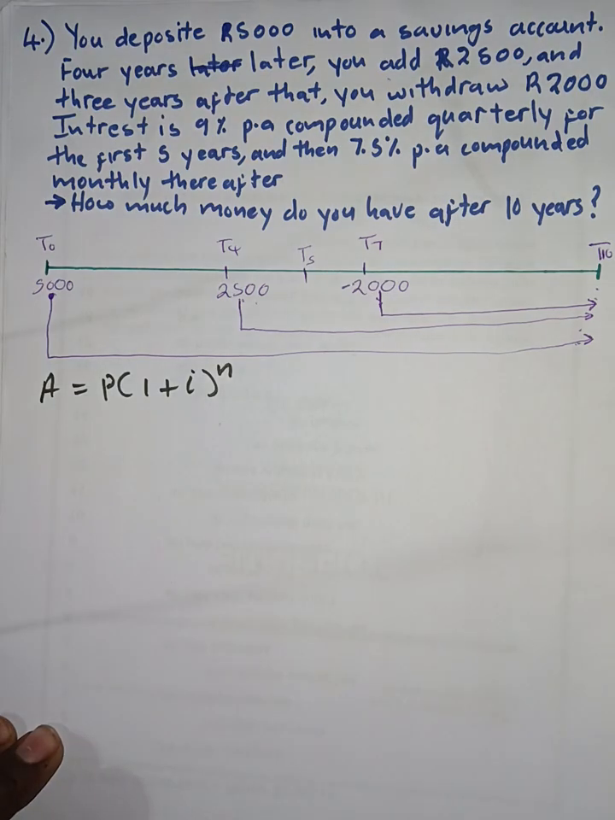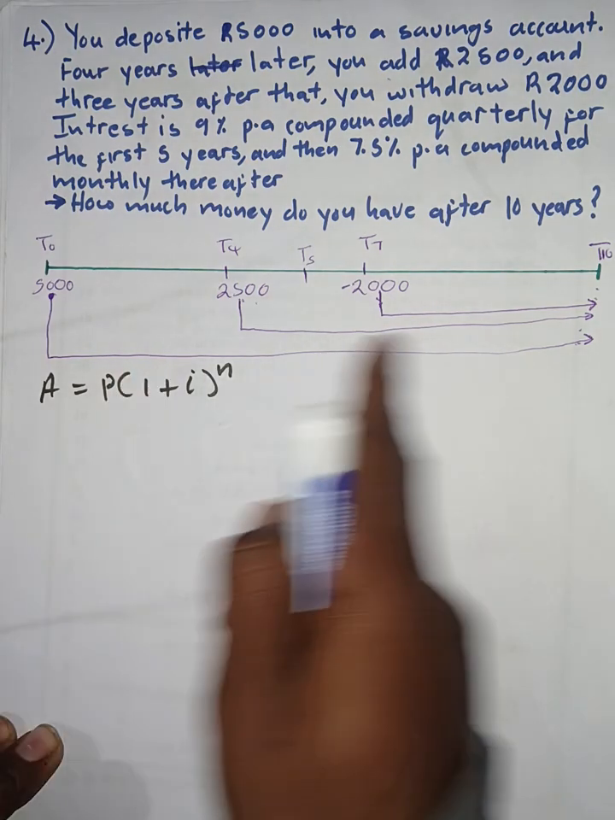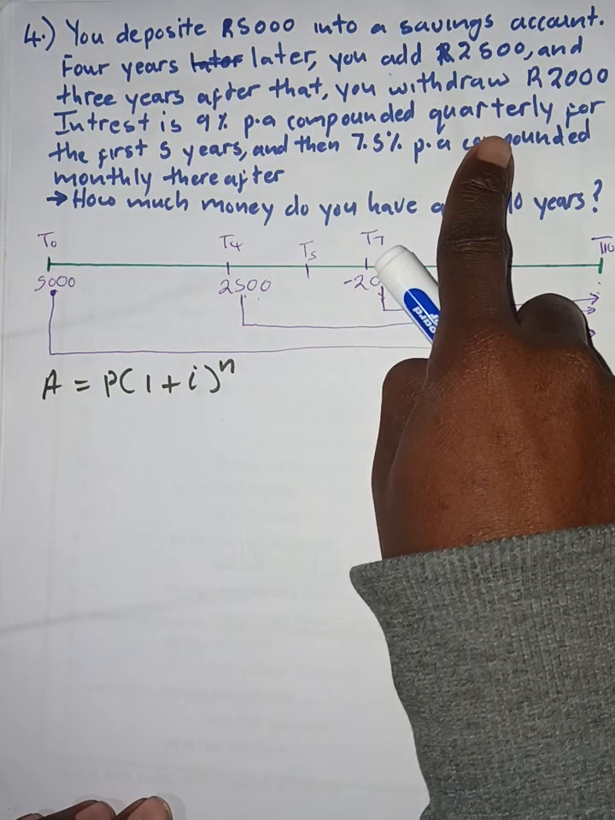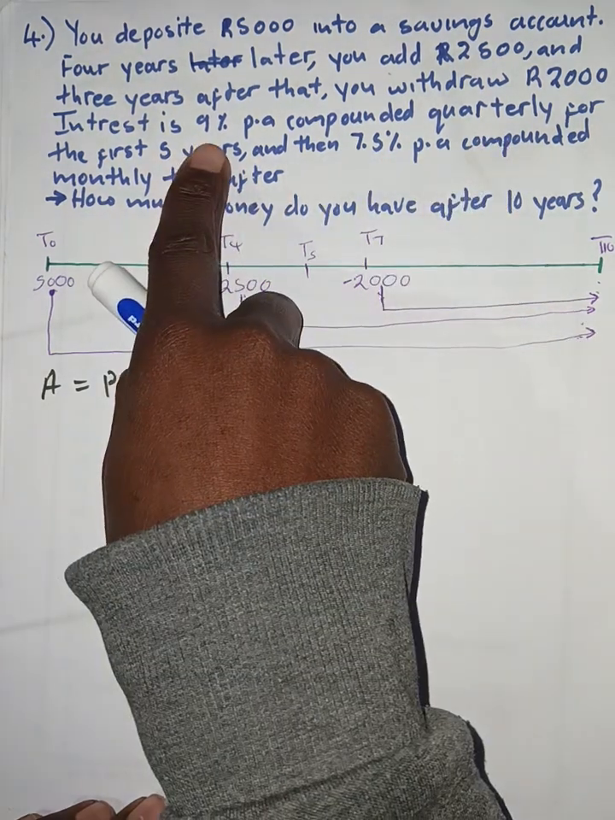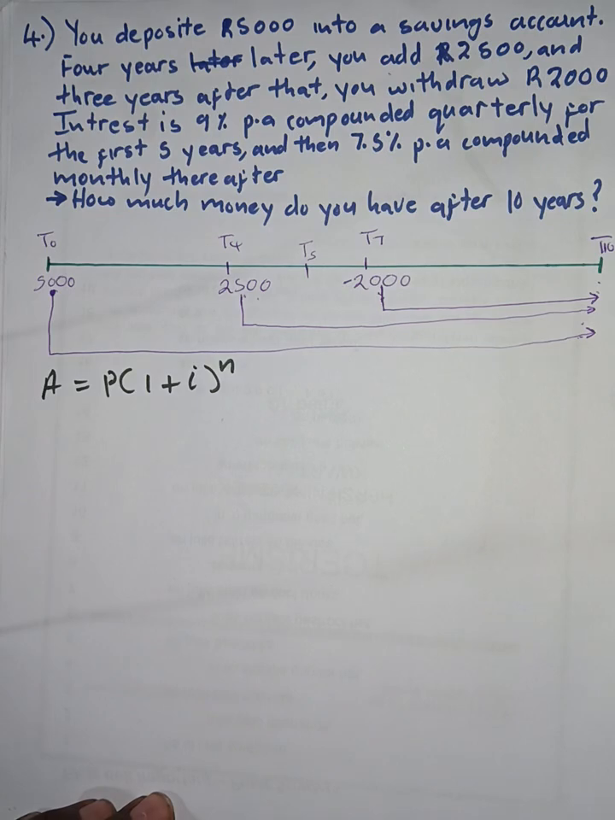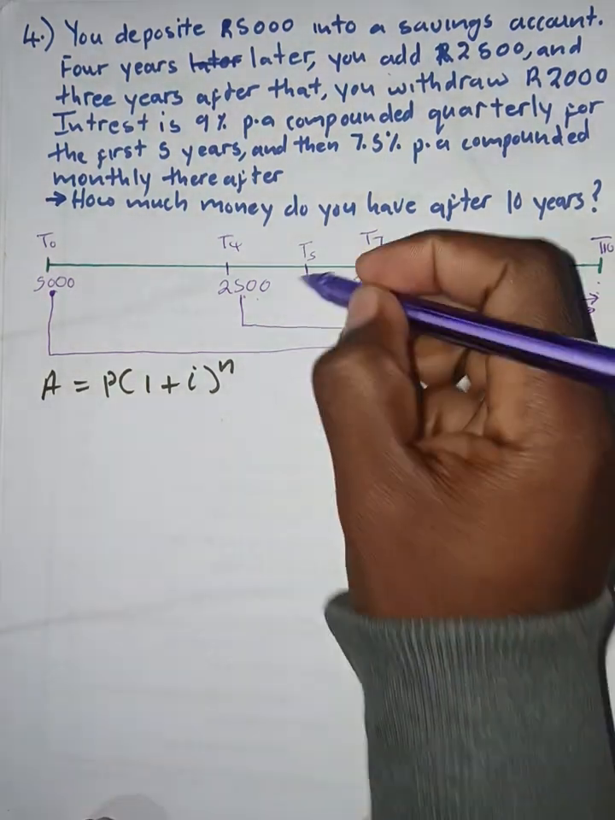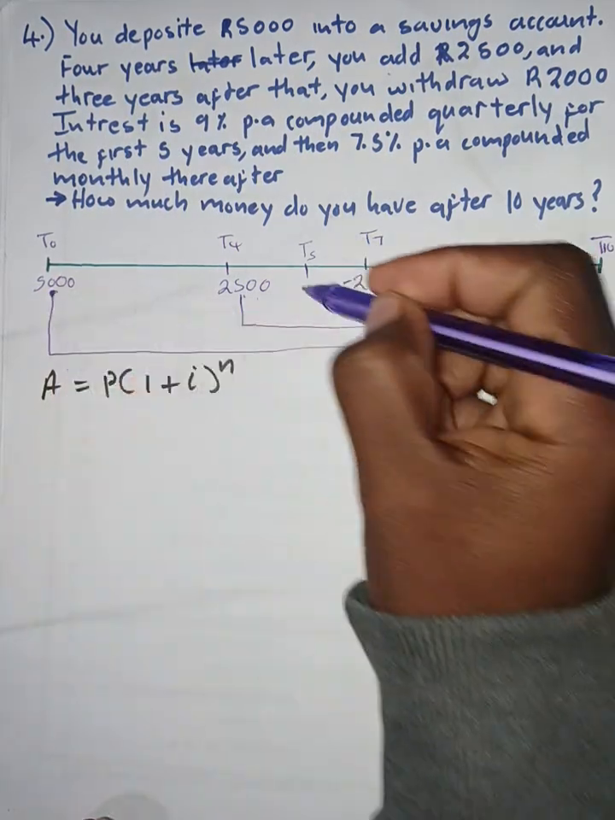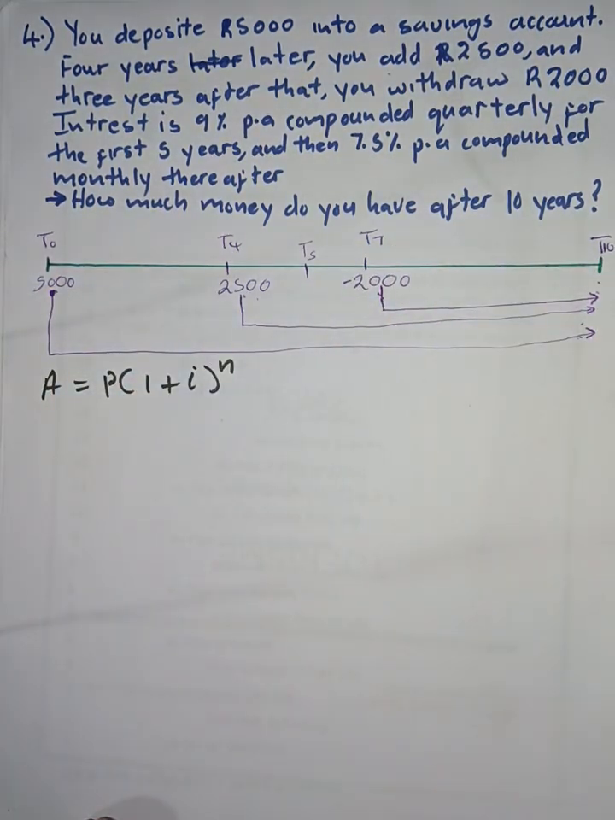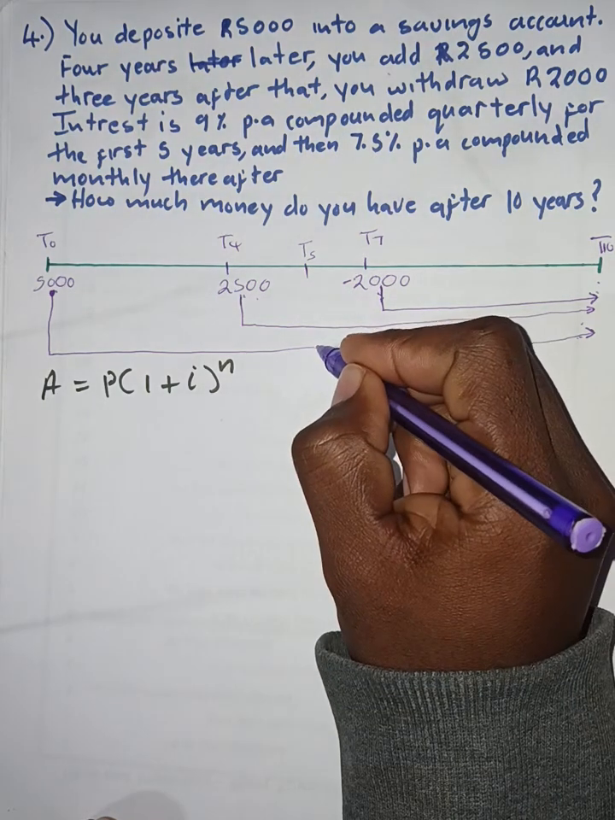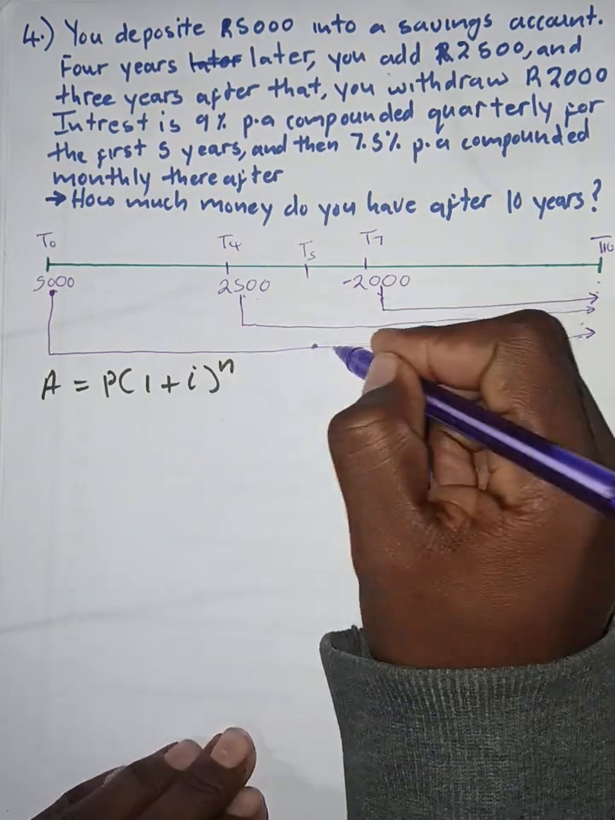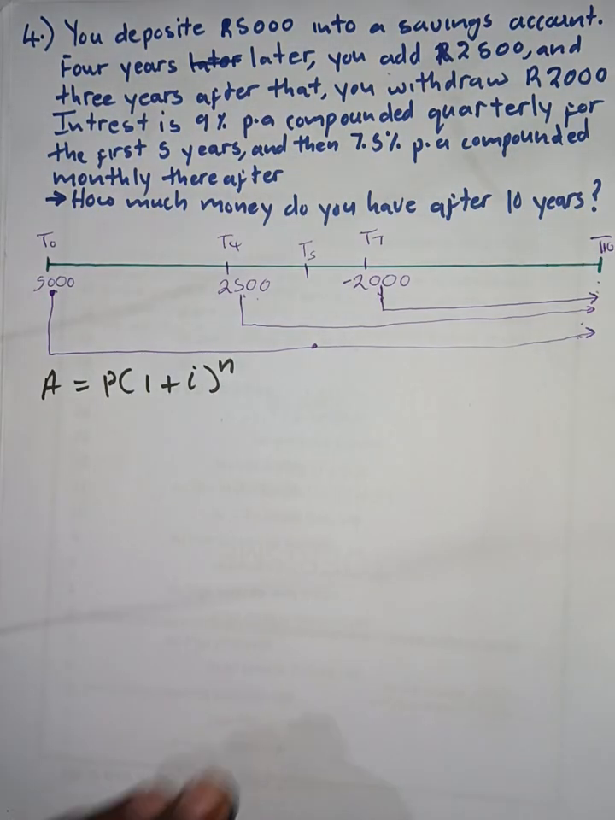But what you need to note is that something happened on our way to T10. What is that? They changed the interest rate. So it was 9% per annum compounded quarterly for the first 5 years. So in this case, I'm going to find out how much this 5,000 would be worth after 5 years. And then I take that same amount, however much it would be worth at that time, and I would invest it for a further 5 years there.